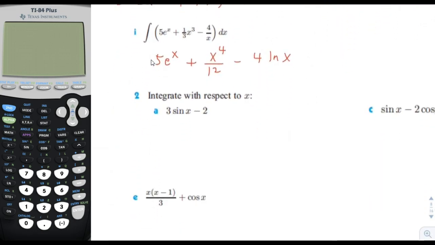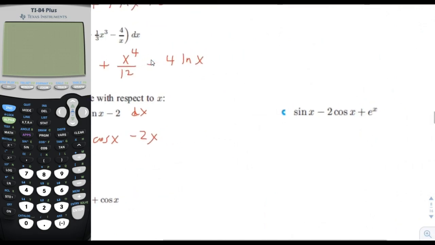2. Integrate with respect to x. So we're still just integrating. You can imagine that there's integration signs here. The integral of 3 sine x is negative 3 cosine x. Remember, the derivative of cosine x is negative sine x, so the derivative of negative cosine x is going to be positive sine x. And this would just be minus 2x, right?